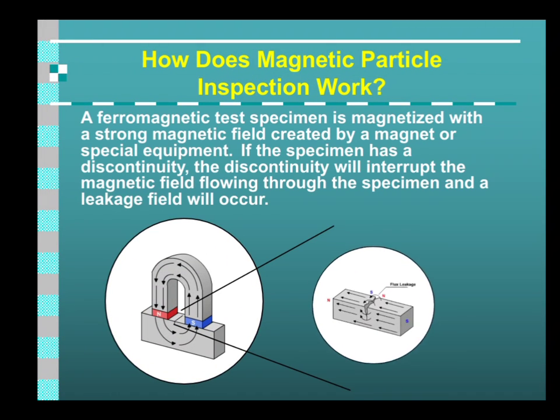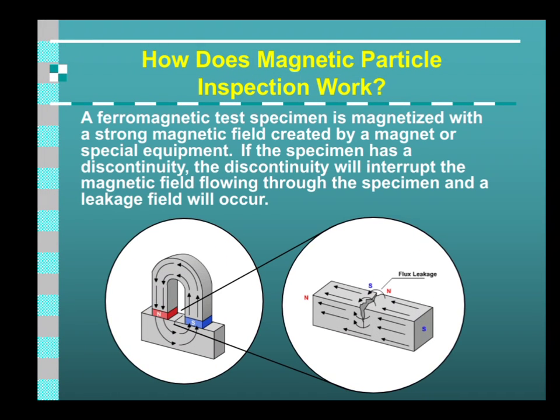How does magnetic particle inspection work? A ferromagnetic test specimen is magnetized with a strong magnetic field created by a magnet or special equipment. If the specimen has a discontinuity, the discontinuity will interrupt the magnetic field flowing through the specimen and leakages will occur.